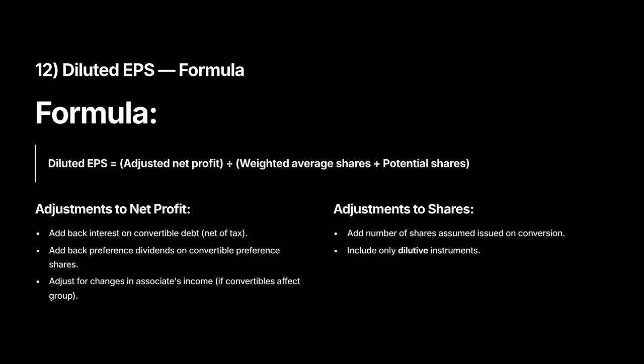12. Diluted EPS. Formula. The formula for diluted EPS is adjusted net profit divided by weighted average shares plus potential shares. To adjust the profit, add back interest on convertible debt, net of tax. Add back preference dividends on convertible preference shares, and adjust for any group-level impact on associated companies. To adjust the number of shares, add all potential shares that would arise from conversion, but include only those that reduce EPS.